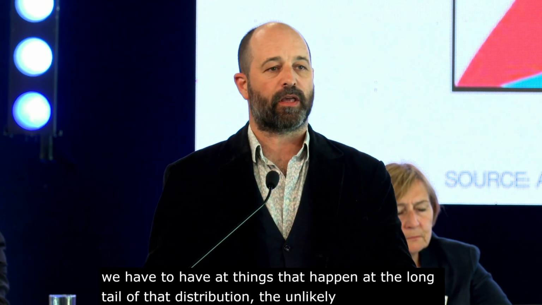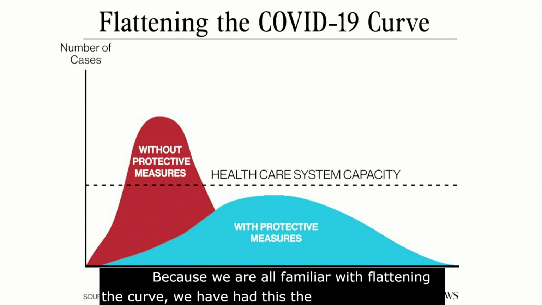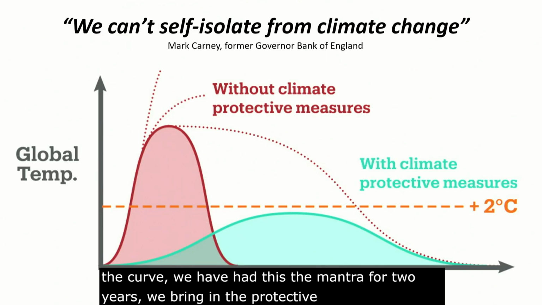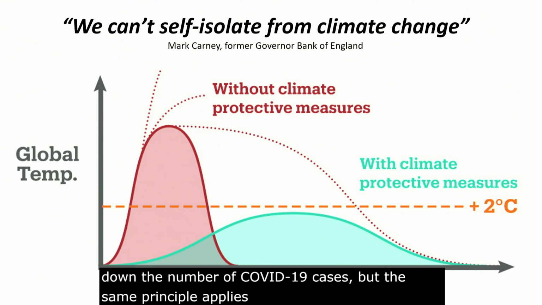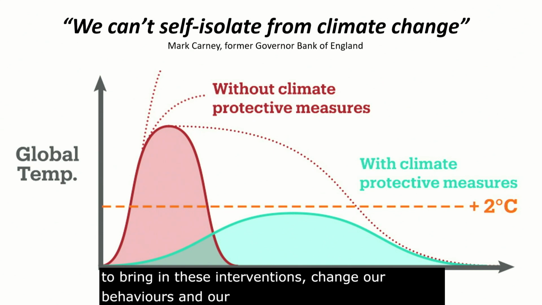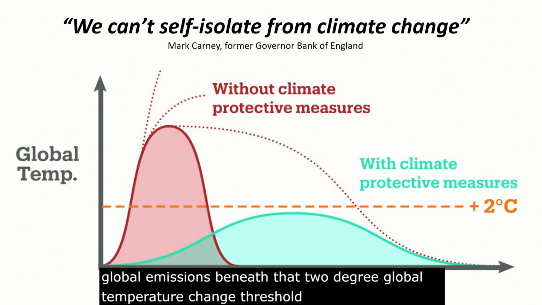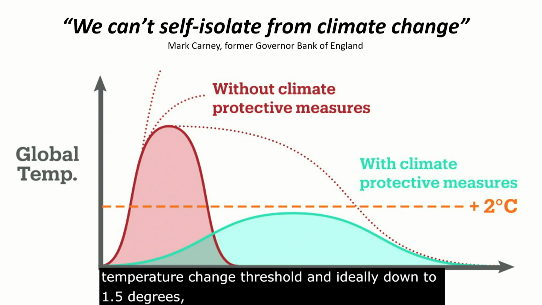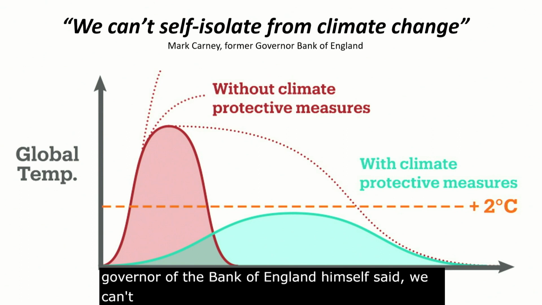Because we're all familiar with flattening the curve. My God, we've had this as a mantra now for 2 years, where we bring in the protective measures to draw down the number of COVID cases within the healthcare system carrying capacity. But the same principle applies to climate change, where we have to bring in these interventions, we have to change our behaviours and our practices to bring down global emissions beneath that 2-degree global temperature change threshold, and ideally down to 1.5 degrees. Because as Mark Carney, the Governor of the Bank of England himself said, we can't self-isolate from climate change. We are all in it together.